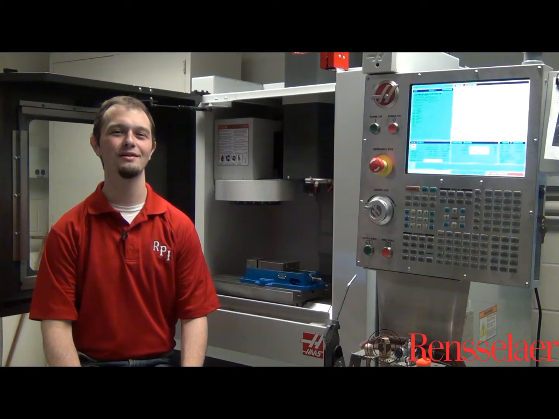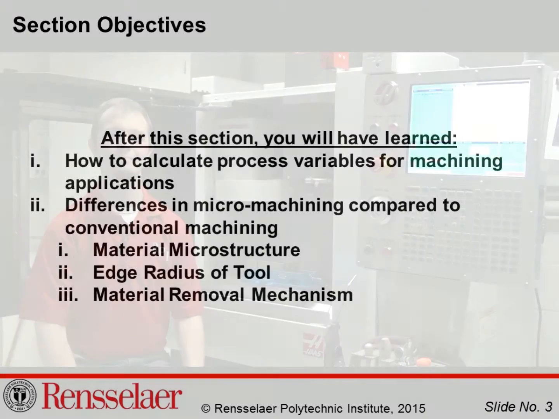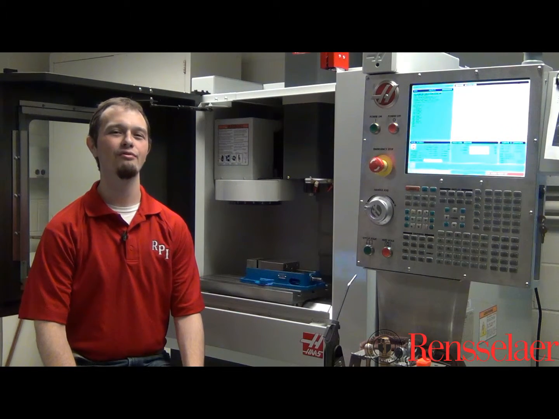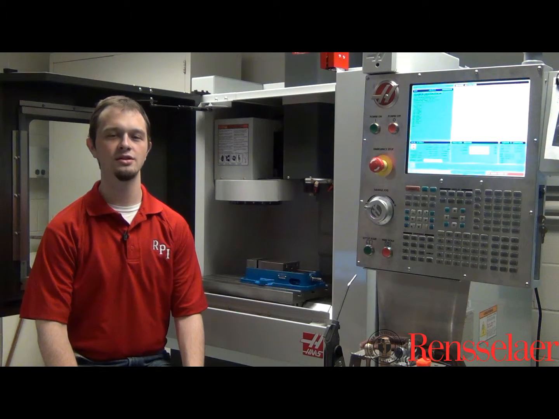Welcome to Section 2 of the Micromachining Lab module, where we discuss background and theory in the micromachining process. After this section, you will have learned how to calculate important process variables, mainly spindle speed and table feed rate, for any micromachining application, as well as understand the differences between micromachining and its macro-scale counterpart. These differences are mainly caused by the material microstructure, the edge radius of the tool, and the mechanism by which we remove material from the workpiece.